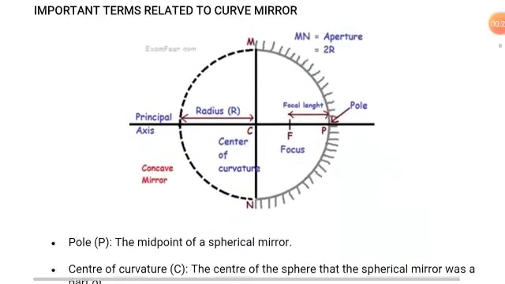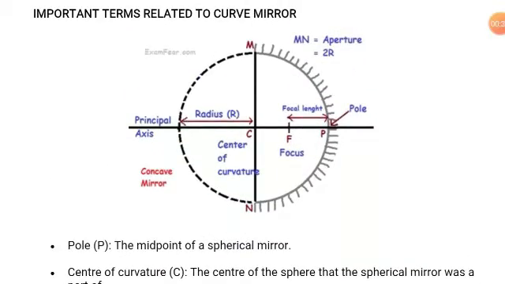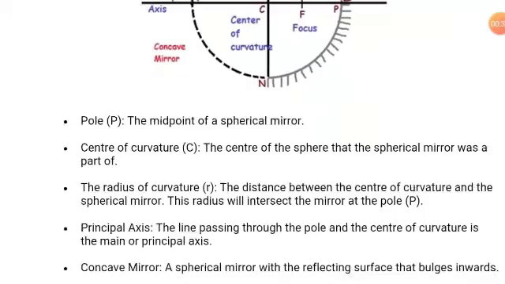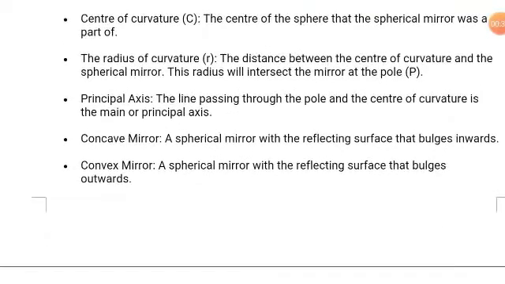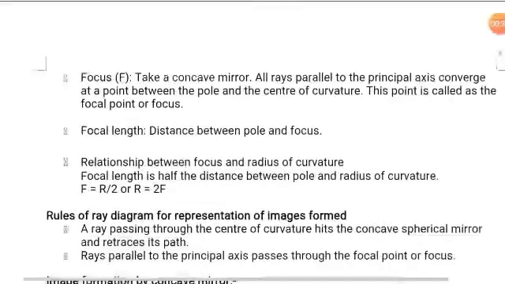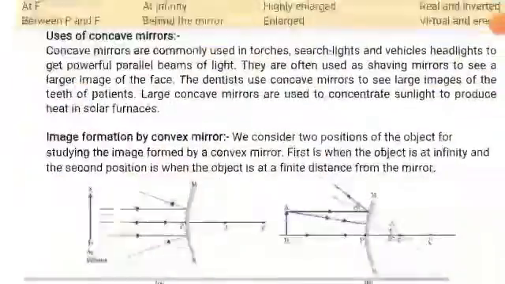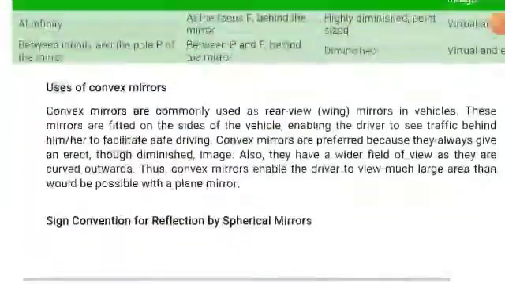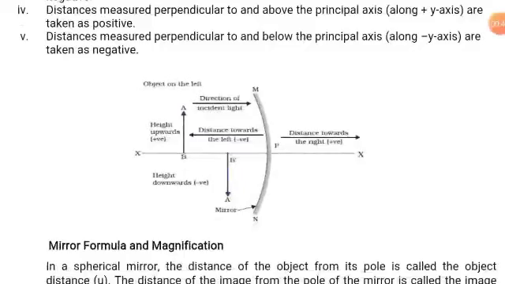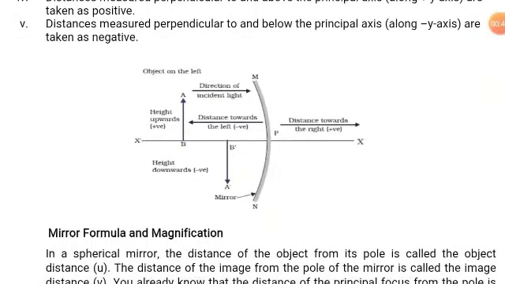Then we have seen some important terms related to mirrors: pole, center of curvature, radius of curvature, principal axis, and also one more, aperture. Then we have seen certain cases of image formation. Today we are going to see how to solve sums related to this.